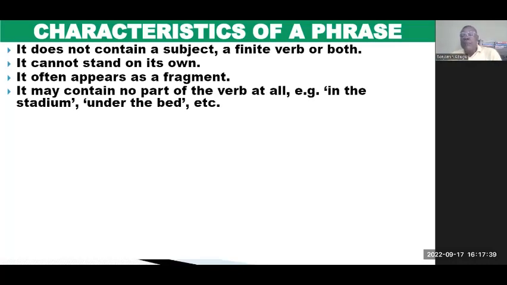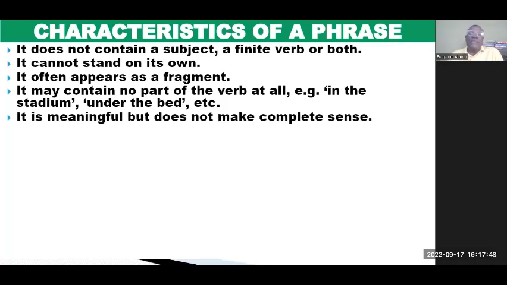It may contain no part of the verb at all. Example, in the stadium, under the bed, okay? It is meaningful, but does not make complete sense. See, a sentence is a group of words that contains the subject-verb combination and expresses a complete thought or makes complete sense. Now, the phrase does not make a complete sense, okay?